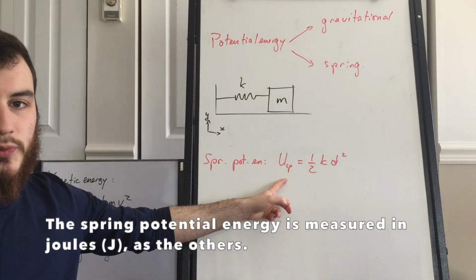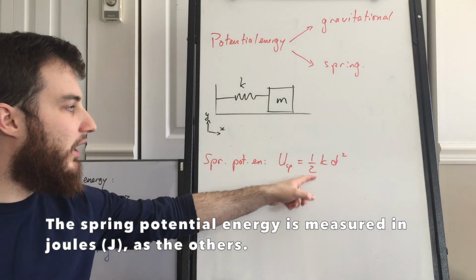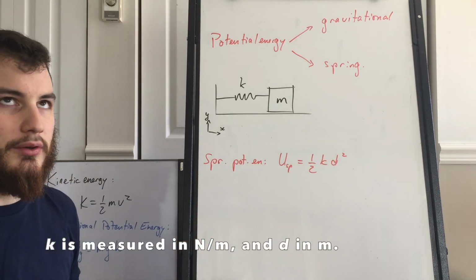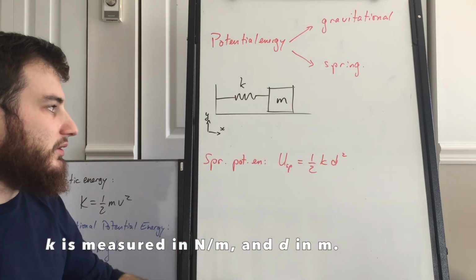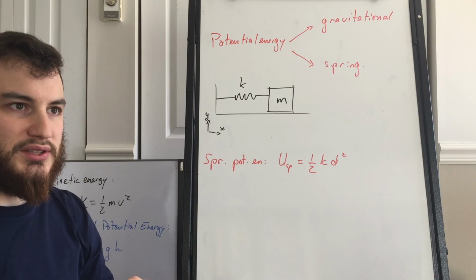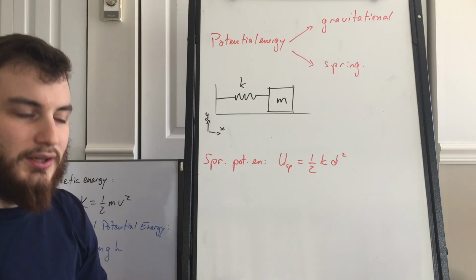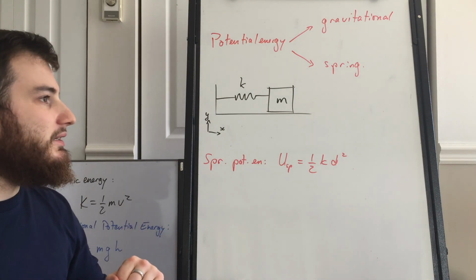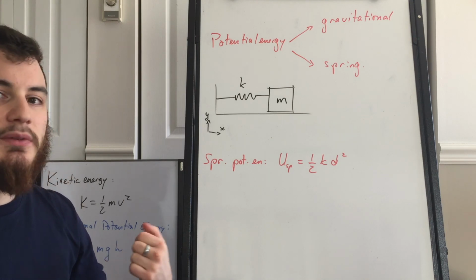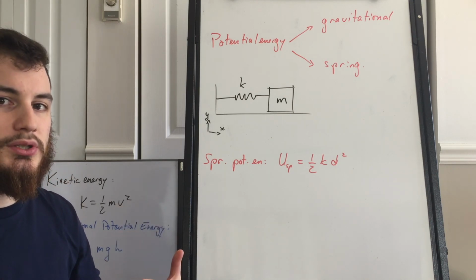U_sp, for spring potential energy, is 1/2 K d squared, K being the spring constant. Now you're going to ask, well, what is d? d is the displacement from the equilibrium position.